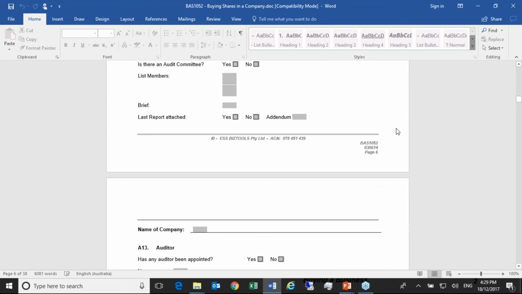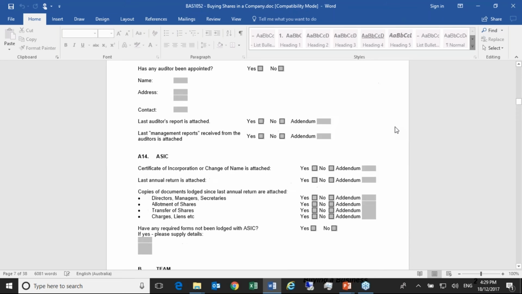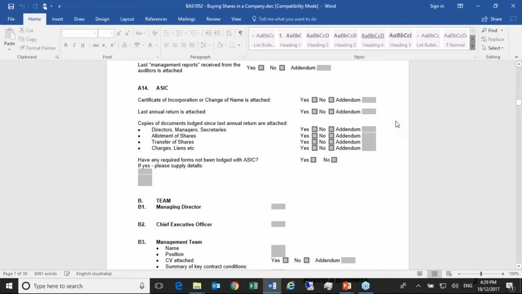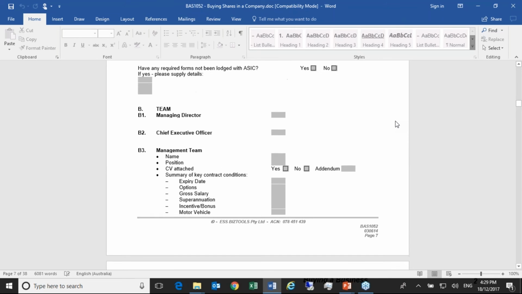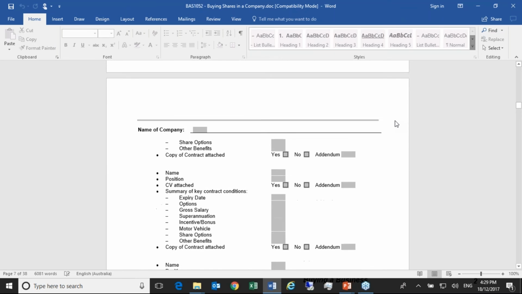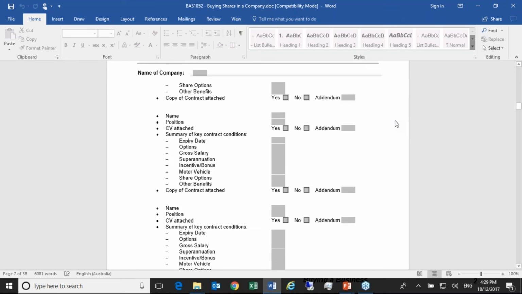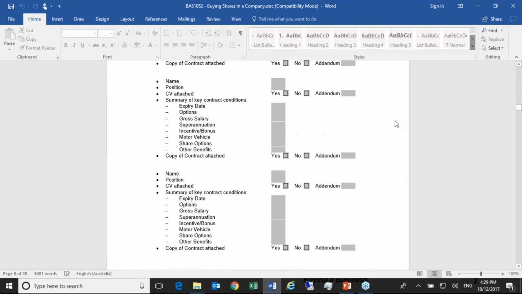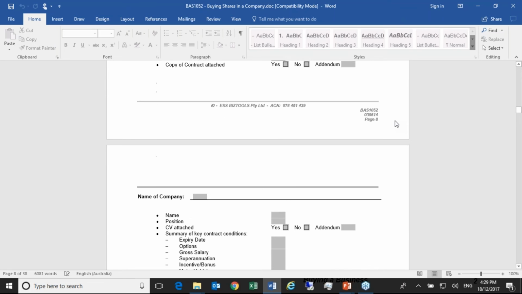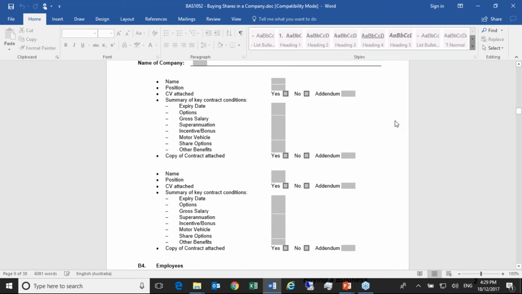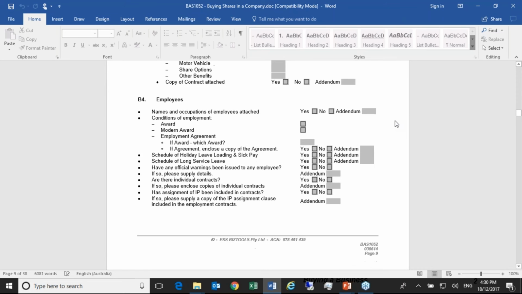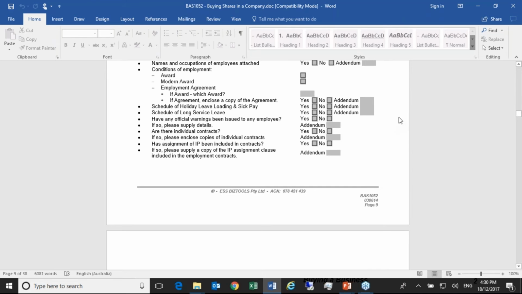Who's the company secretary? Is there an audit committee? Is there an auditor? Has the company got any problems with ASIC? Who's the management team? What's their salaries, their bonus arrangements? Share options, if any. Who are the employees? What's the position on long service leave? Has an appropriate adjustment been made in the consideration to be paid by your client relative to long service leave?